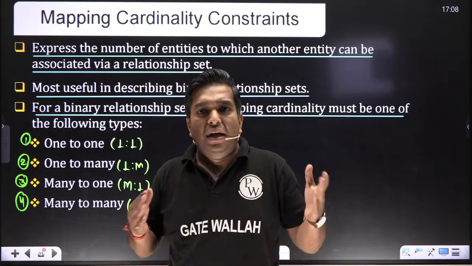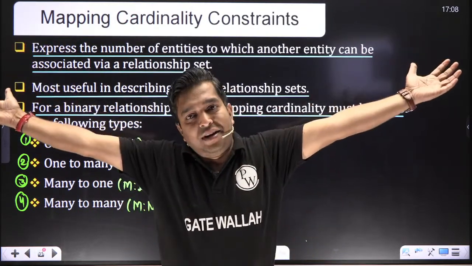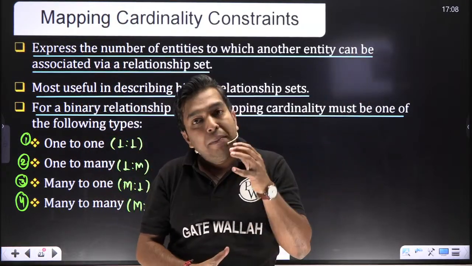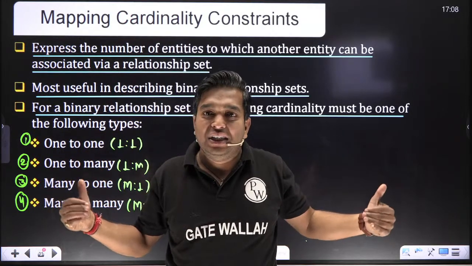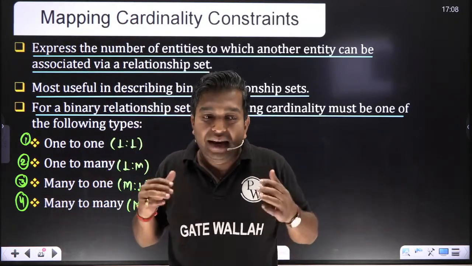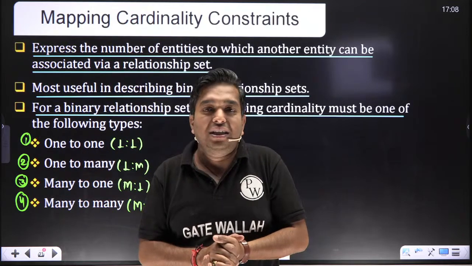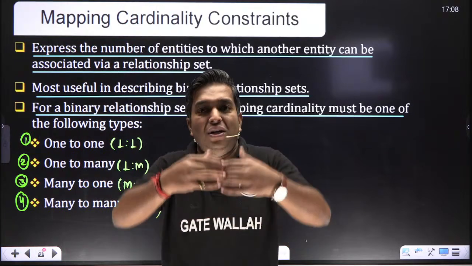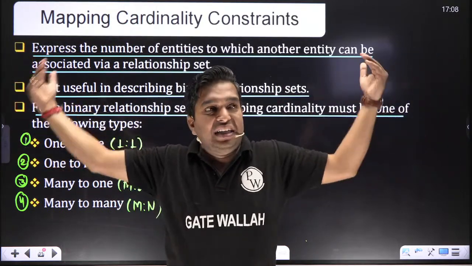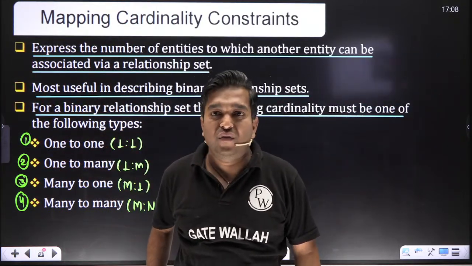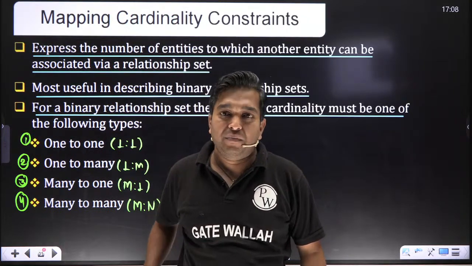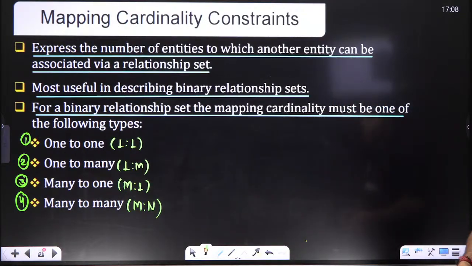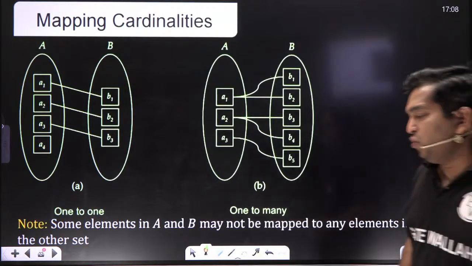1 to many means what? One faculty teaches many students. That is called 1 to many. Many to 1: many faculty teach one student. That is many to 1. Many to many means what? Many faculty teach many students. Getting my point, child? This is the meaning of 1 to 1, 1 to many, many to 1, many to many.